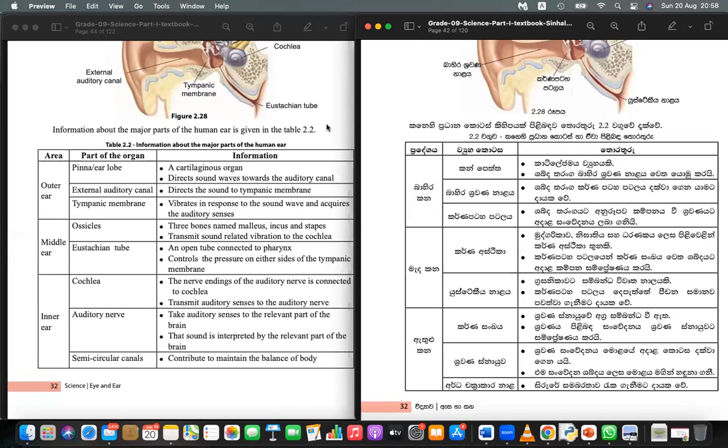You don't need the Sinhala names, but you have to remember the English words. It is malleus, incus and stapes. M-I-S, miss. Right? So what are these? Ossicles. There are three ossicles inside the ear. That is in the middle ear.